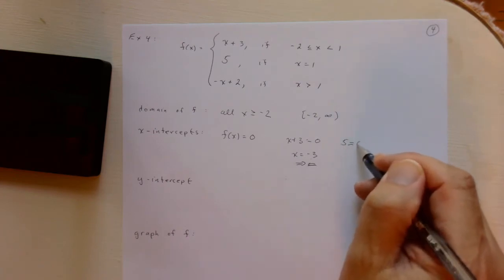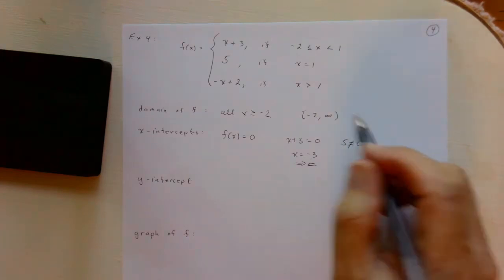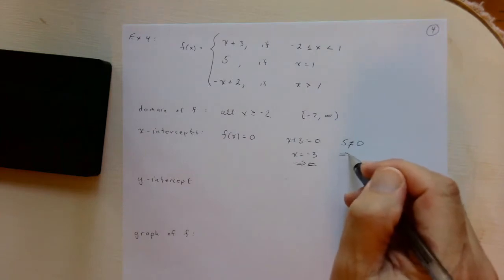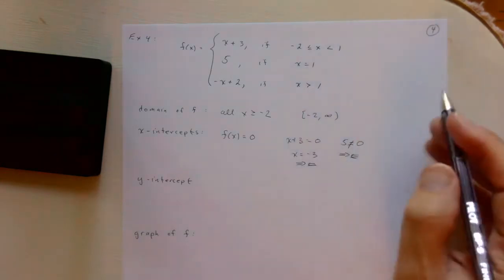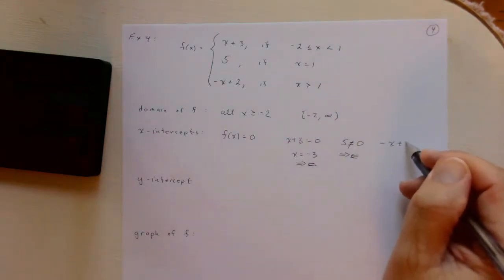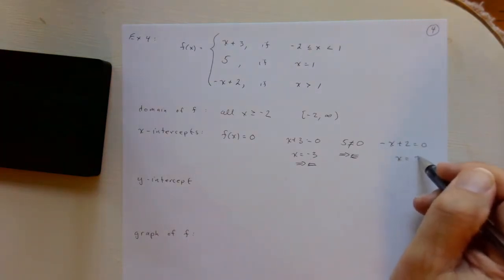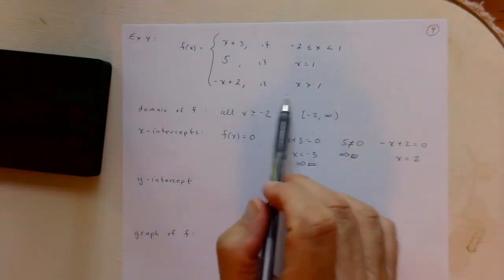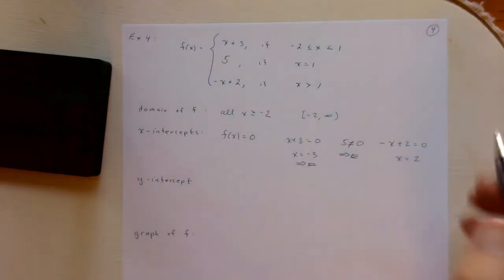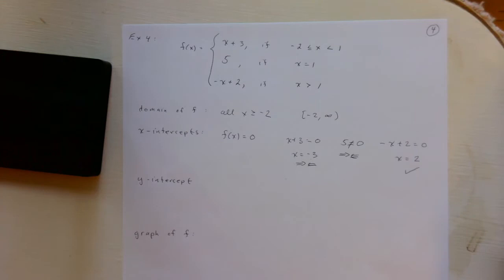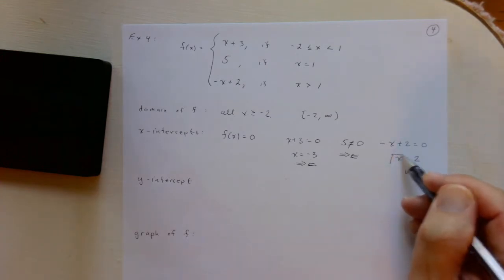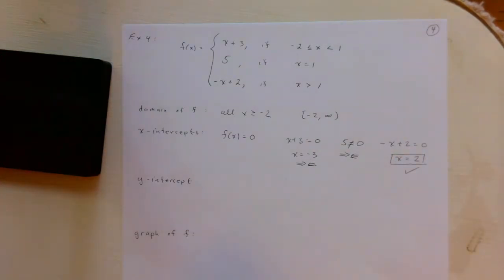Likewise, 5 can never equal 0, right? So we don't get anything there. And then if we set minus x plus 2 equals 0, well, we get x equals 2. And that is in here. The 2 is bigger than 1, right? So that's our x-intercept. So our only x-intercept would be at 2.